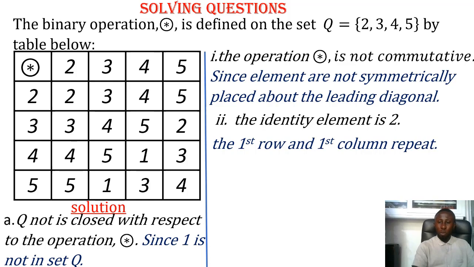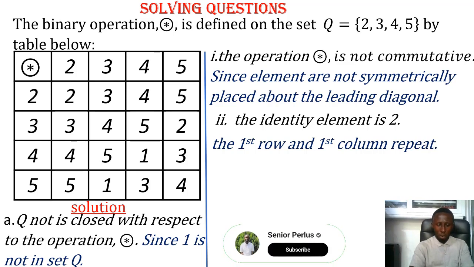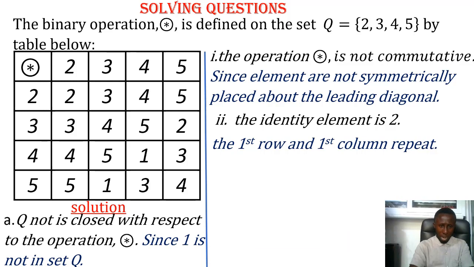Let's check the first column and the second column. The first column, these are columns, right? And the first row are the same, they repeat. So our first row, this is our first row, they repeat. This one, the same repeats here. So therefore, the identity element is 2.